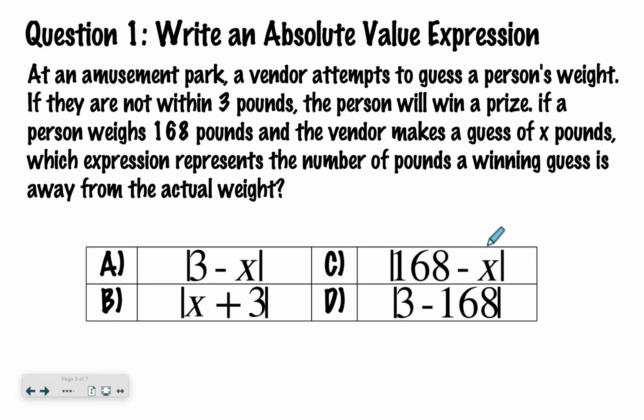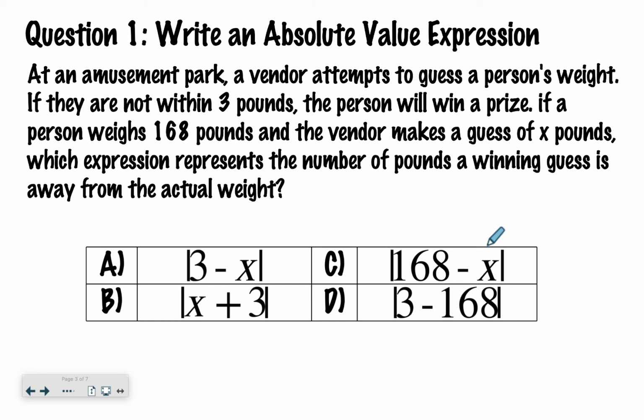All right, question 1. I'll read it to you, and then I want you to pick which one would be the right answer, okay? At an amusement park, a vendor attempts to guess a person's weight. If they are not within 3 pounds, the person will win a prize. If a person weighs 168 pounds and the vendor makes a guess of X pounds, which expression represents the number of pounds a winning guess is away from the actual weight?